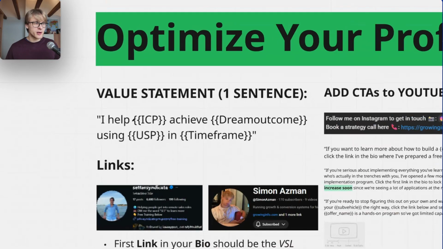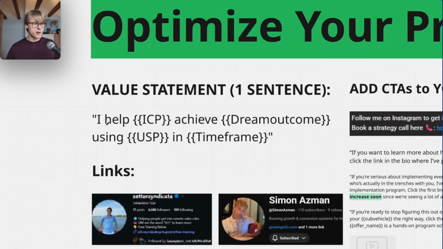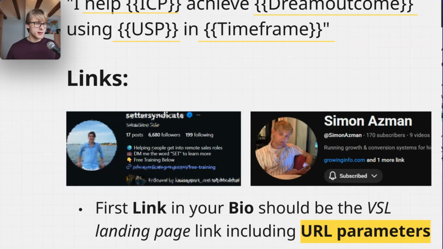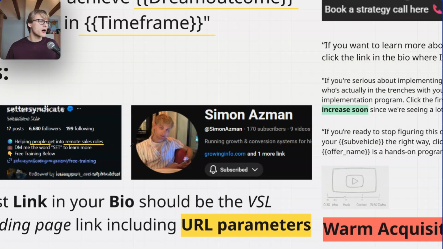So what we do is we have a value statement in our bio, something like: I help ICP achieve dream outcome using unique selling position in time frame. For example, one of our clients over here: I help people get into remote sales. And for me, you can obviously tailor this a bit: running growth and conversion systems.